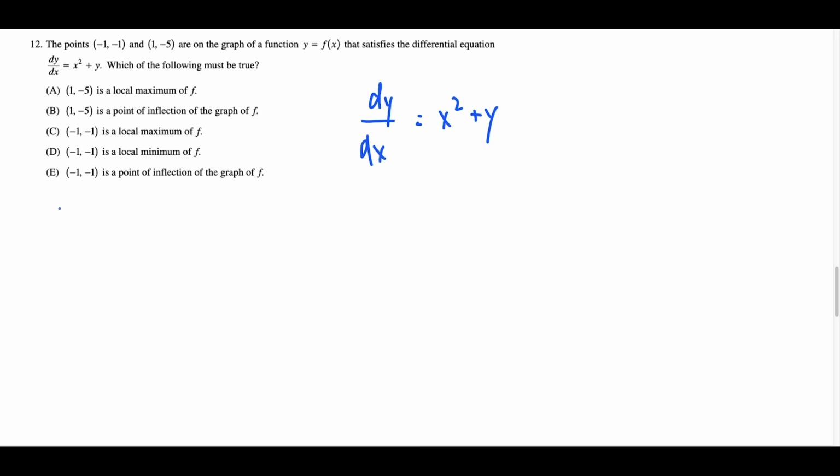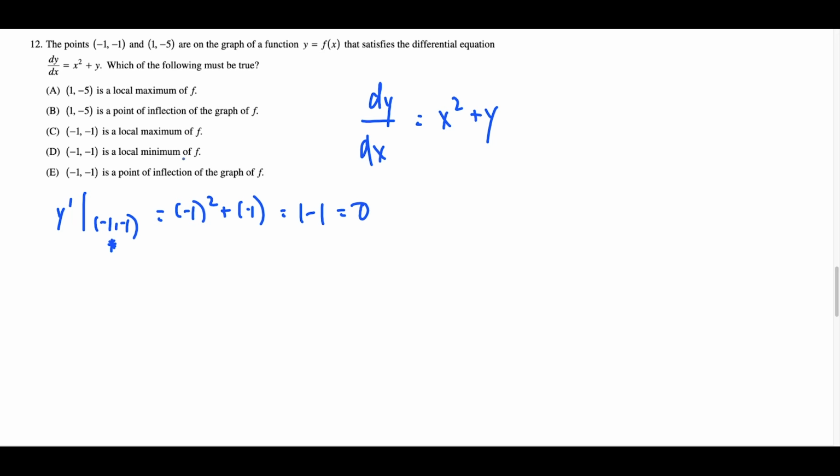So if we run -1, -1 through this, then y prime, I'm going to write just to save time and space, at -1, -1 is -1 squared plus -1, which gives me 1 minus 1, which is equal to 0. So I have to be on the lookout for this point now. This is a significant point because anytime your derivative is equal to 0, that means we have a critical point here. So we just have to investigate this a little bit more. And what we're going to do is we're also going to look at the second derivative.